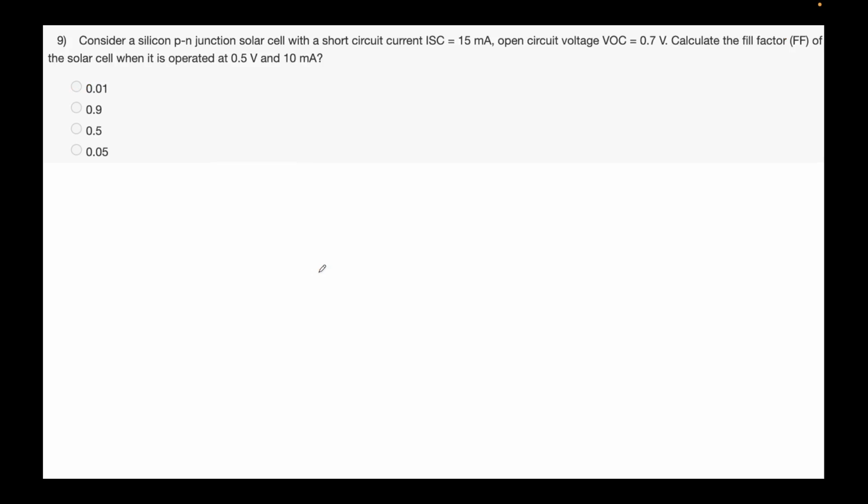Okay. Yeah, so I believe this is the last problem I have for the section on solar cells. Again, we have a p-n junction solar cell, short circuit current is given, open circuit voltage is given, and we need to find the fill factor. Fill factor is essentially how much of the rectangle is filled, and the solar cell we are operating at 0.5 volts and 10 milliamps. Let me try to solve this first, and then we'll analyze.